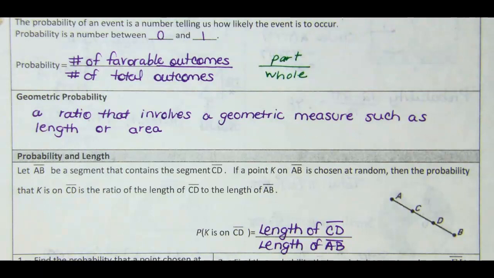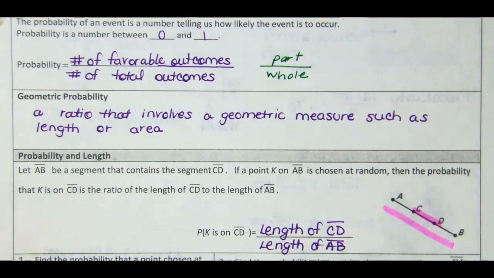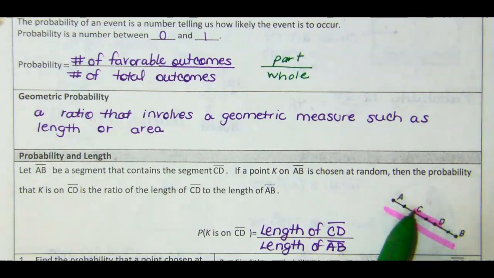And it says let AB be a segment that contains CD. So here you can see AB, and CD is part of AB. So you can see AB is the whole. It says if point K is chosen on segment AB at random, then the probability that K is on CD is the ratio of the length of CD over the length of AB. So again, it's the part over the whole. So if I were to draw K anywhere on here, it's going to be a probability of this length over this whole length.